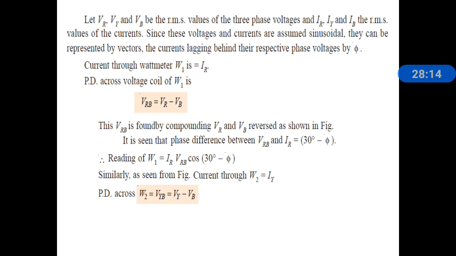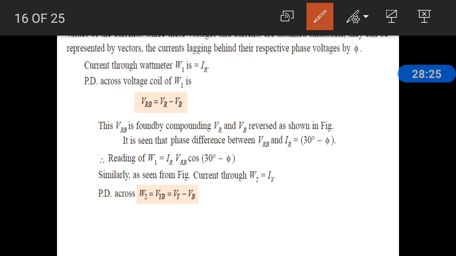The W1 carries the current IR, and the voltage across it is VRB. The wattmeter reads the voltage across it, its current, and the cosine of the angle between the voltage and the current. So W1 means actually VI cos phi. Here V means VRB, and I means IR.